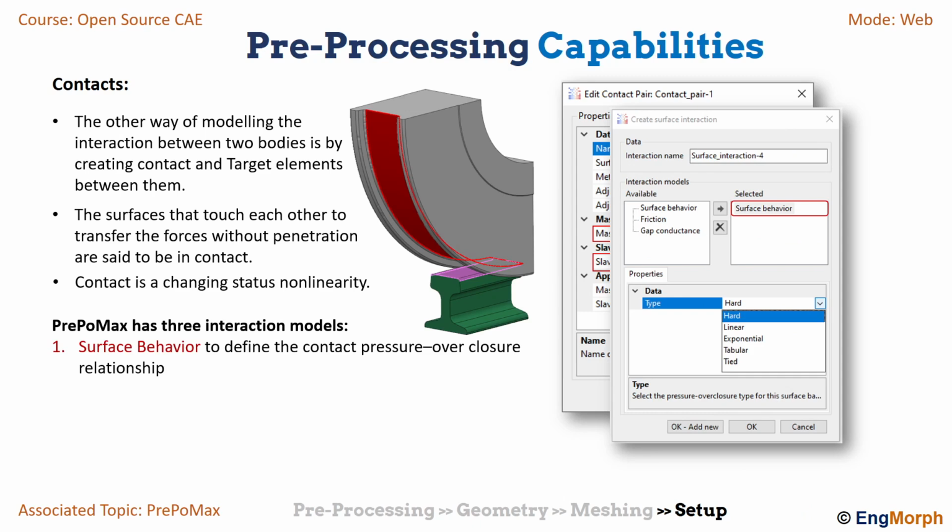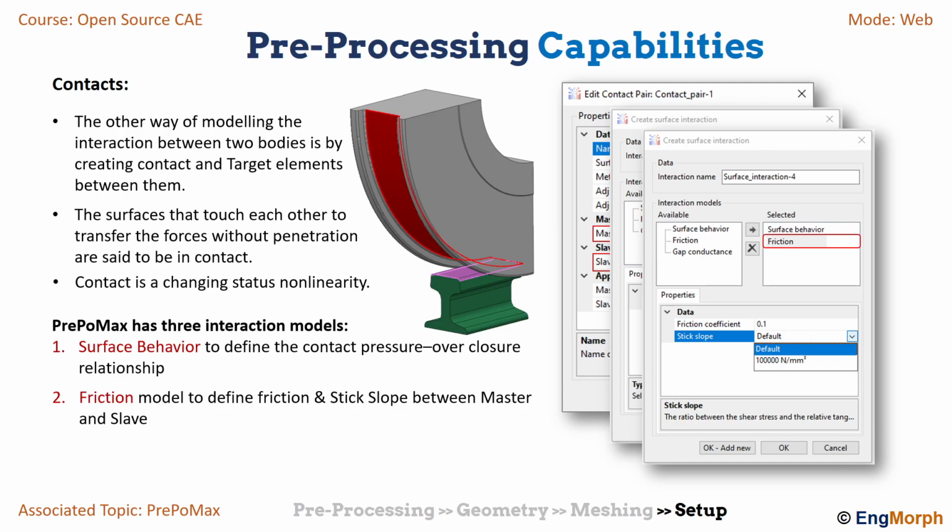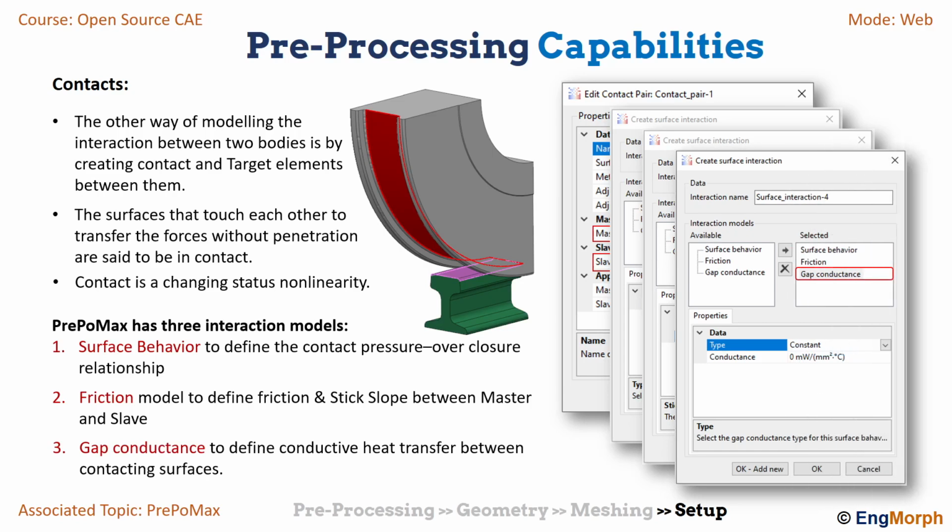Surface behavior is used to define the contact pressure over closure relationship. Friction model is used to define friction and stick slope between master and slave. Gap conductance is used to define conductive heat transfer between contacting surfaces.